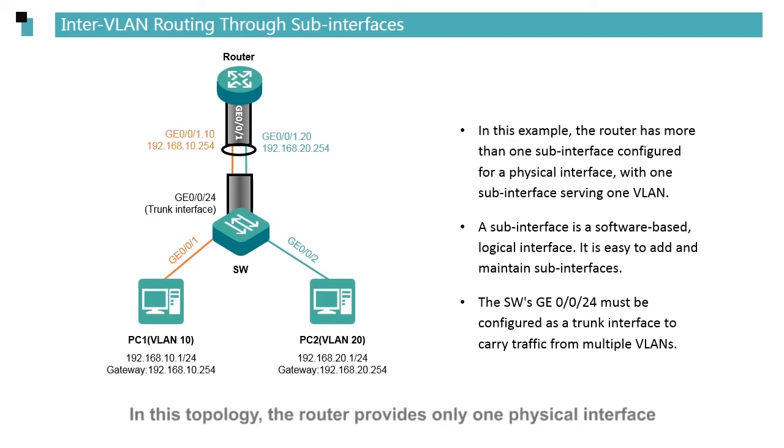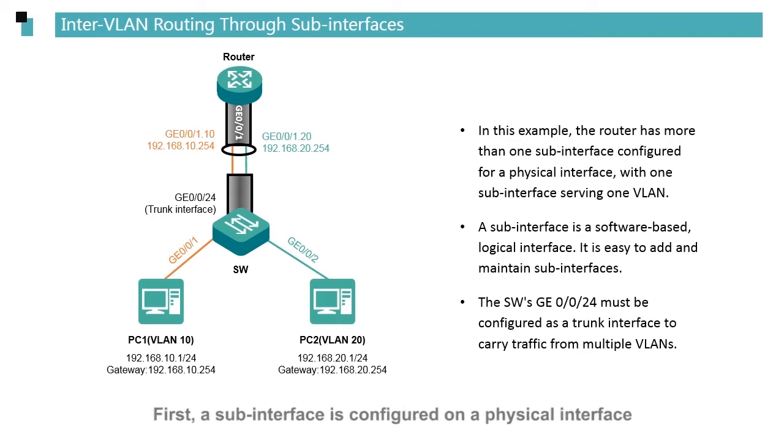In this topology, the router provides only one physical interface, and so does the switch. Therefore, the switch and the router can be connected through only one physical link. How does one physical link carry traffic from two VLANs? It works as if there is a big pipe containing two small pipes for each VLAN, and each small pipe is a sub-interface. Sub-interfaces are important in many scenarios.